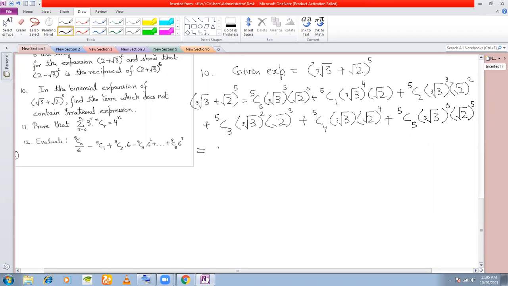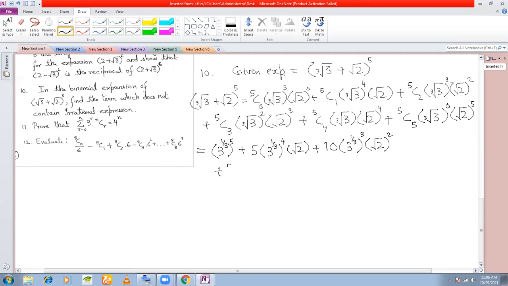5c0 is 1. Cube root of 3 can always be written as 3 to the power of 1/3, right? To the power of 5 and 2 to the power of 0 is 1. Next, plus 5c1 is 5. Again, cube root of 3, let's write it as 3 to the power of 1/3 to the power of 4 into root 2, plus 5c2. What is the value of 5c2? 5c2 is 10 into 3 to the power of 1/3 cube, root 2 square.